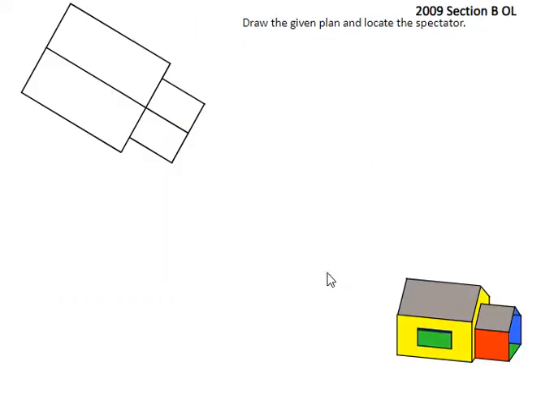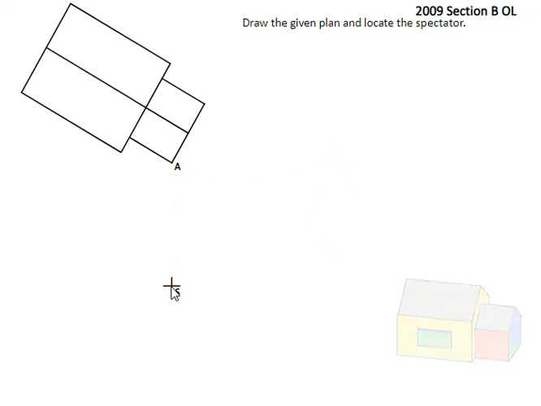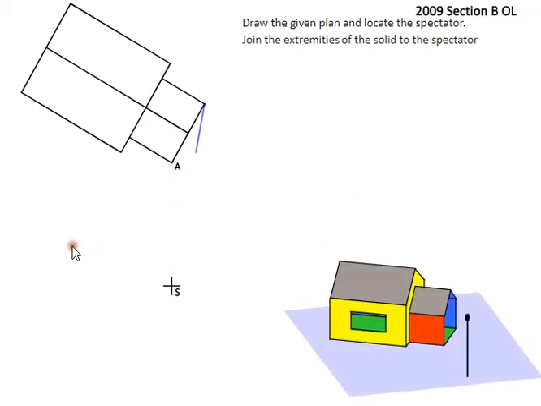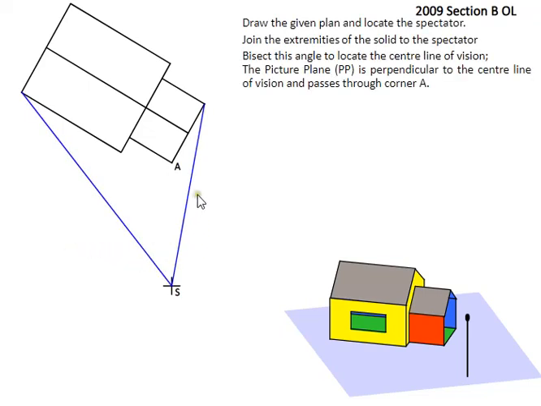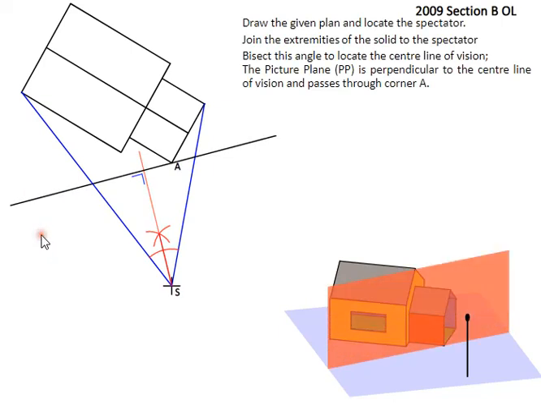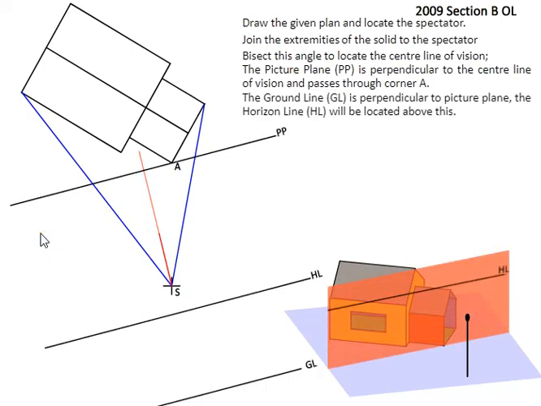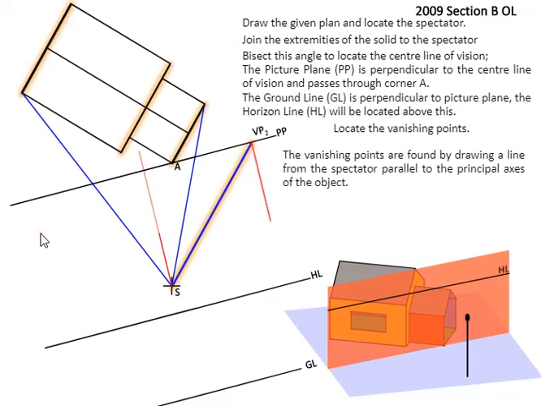Now finally, this is an ordinary level question from 2009, basically a house with a bit of an extension on the side of it. So again, what we have is point A, the spectator point, and we have to start off from scratch setting up our picture plane. So taking our 2 external points and joining them, bisecting the angle, drawing our picture plane. So this is what our picture plane looks like. Draw our ground line, horizon line, and bring corner A down.